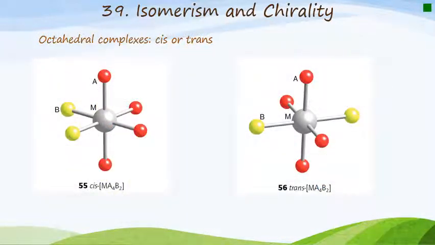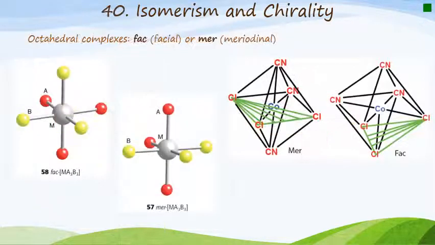For octahedral complexes, we also have cis and trans. So you will see, for example, here that these two are cis to one another and these two are trans to one another. Okay, that's simple enough. And now we have another way of viewing octahedral complexes. We have what's called a facial and a meridional isomer.